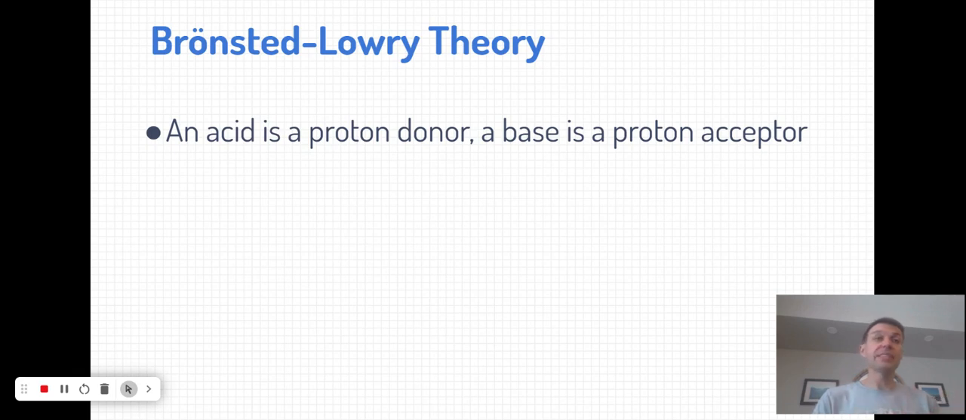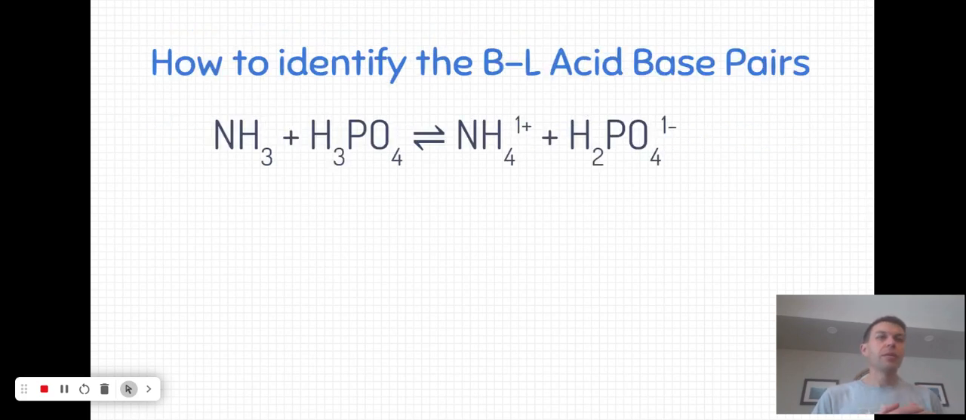What's important in this theory is that you cannot have one of these without the other. If a substance is donating a proton, there must be another substance which is accepting the proton. So acids and bases always come in pairs. Let's look at an acid-base reaction and see how we identify the Bronsted-Lowry acid-base pairs.